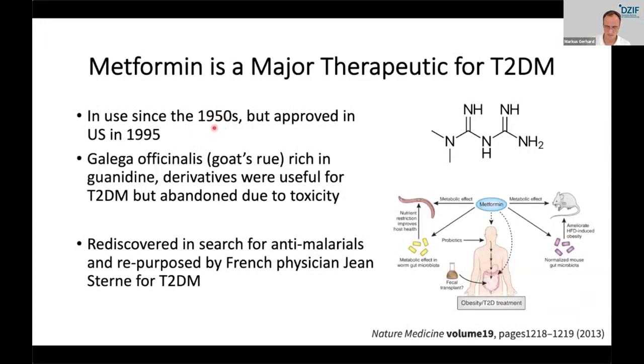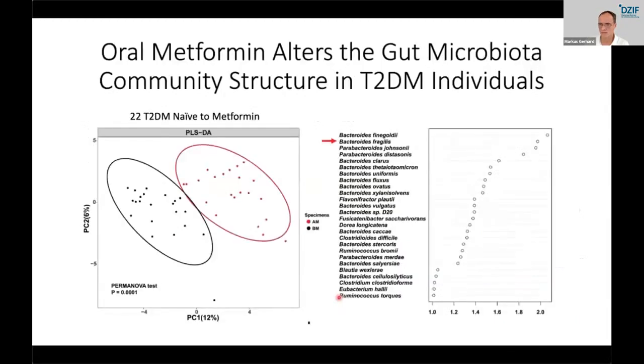It's been around in the world since the 1950s, but it's only been approved for use in the US since 1995. It was originally identified in a search for a number of different compounds, but some of those derivatives were abandoned due to toxicity. Metformin itself was rediscovered during a search for antimalarials and repurposed by a French physician for type 2 diabetes. The interesting thing is its overall mechanism of action is still not fully worked out, but there is some hint that the microbes themselves, the microbiome, is key to its activity.